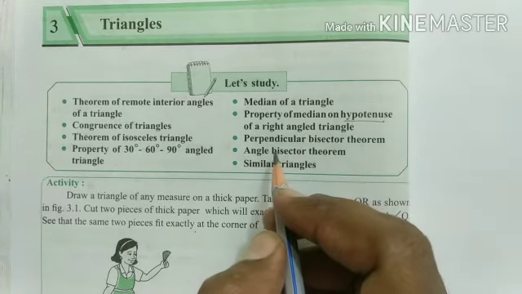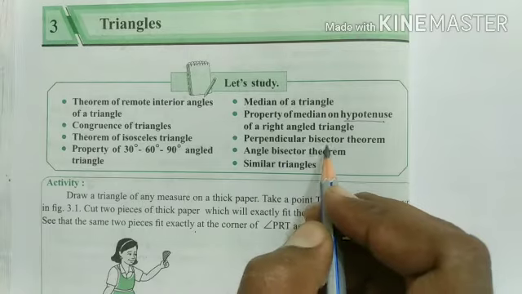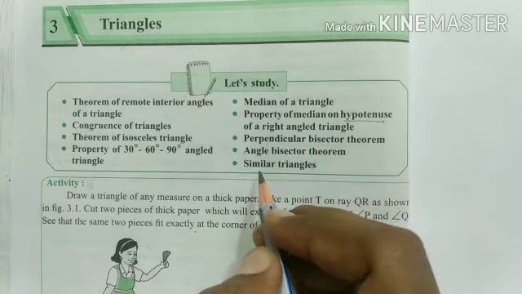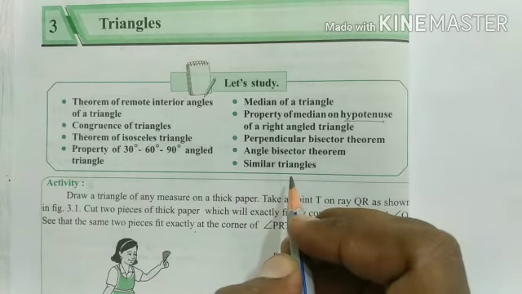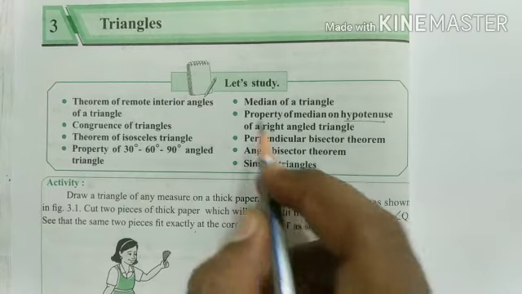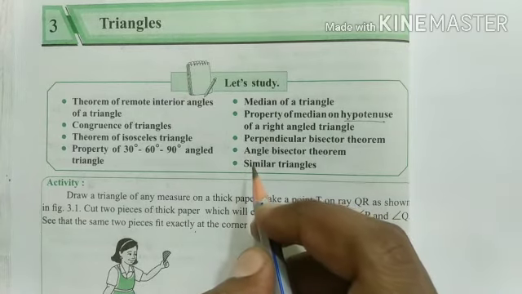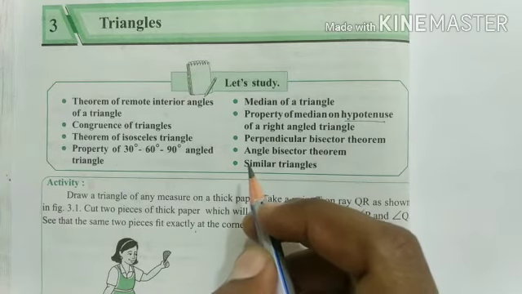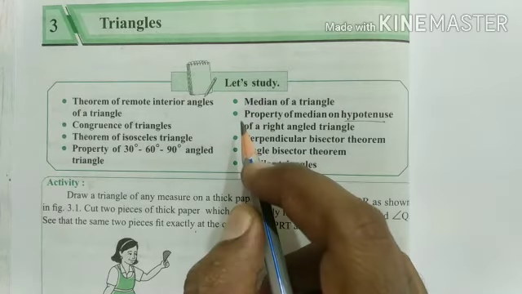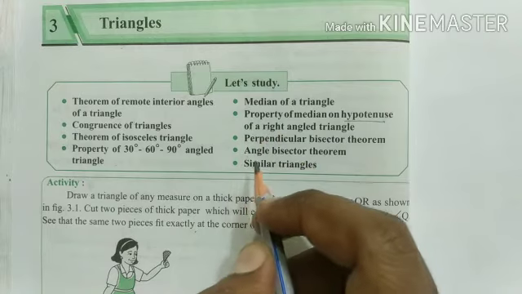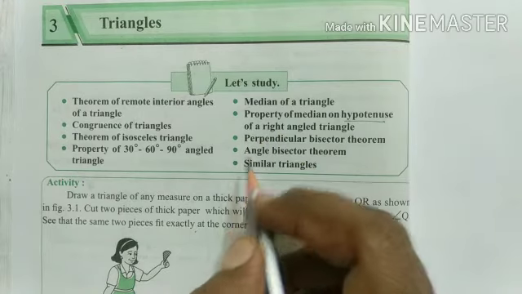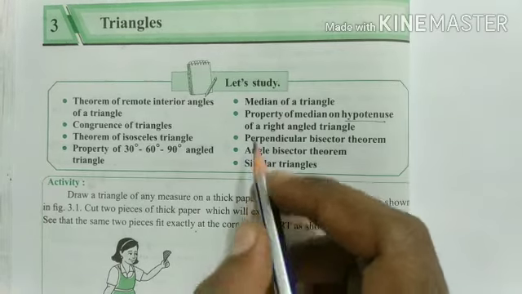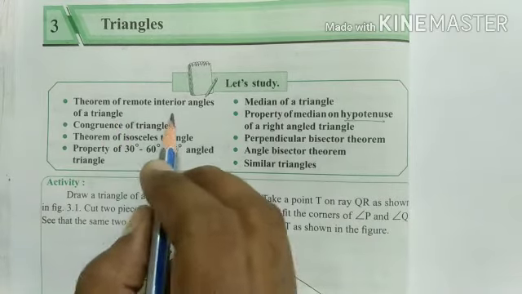Then in the chapter we are also going to study about the perpendicular bisector theorem. Then the angle bisector theorem and also the similar triangles. Here in between these points, some points were reduced from our syllabus for only this year, but we are going to study all these points because these are the important points as concerning to the further study of our subject and as concerning to 10th syllabus also. So let's start from theorem of remote interior angles of a triangle.